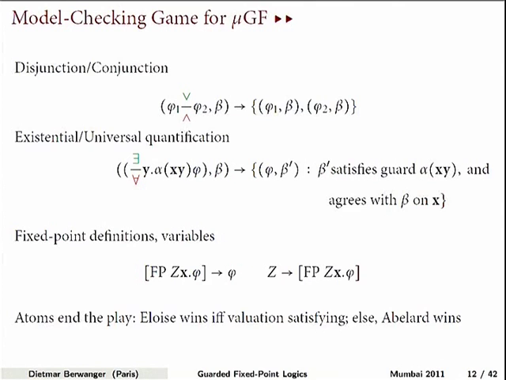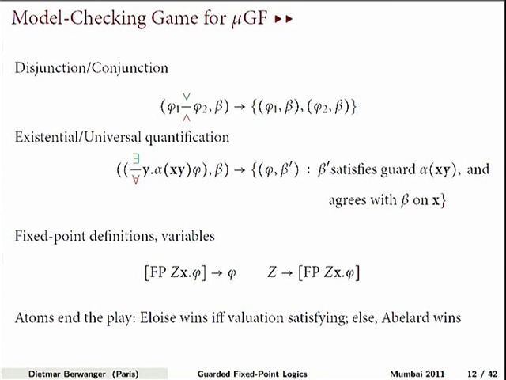This is not surprising. Say we talk about Alois: she wants to prove that the disjunction is true under a certain valuation. Then she will choose one of the two members of the disjunction and needs to stay with the same evaluation. So this is what happens in a disjunction step, and conjunction is dual.